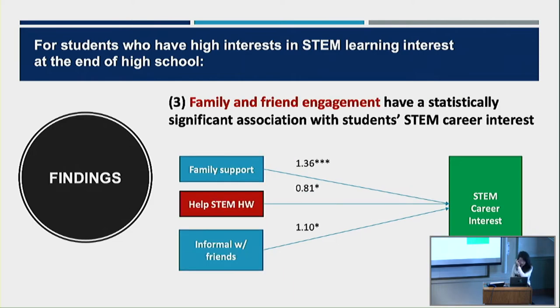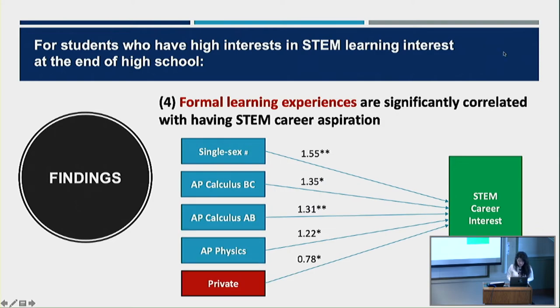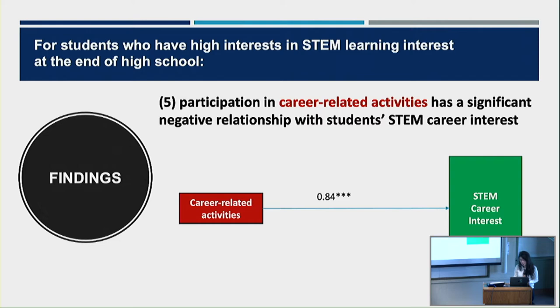Family and friend engagement was also important. If they received family support or had informal activities with friends, then it was positively associated. But if they received help with their STEM homework, it was negatively associated with their STEM career interest. Formal learning experiences, including taking AP courses, calculus AB and BC, and physics, were positively associated with STEM career interests, while attending a single-sex program was the predictor with the strongest positive association. But school type, private school, had a negative association with career interest. And participation in career-related activity had a negative relation with their STEM career interest.